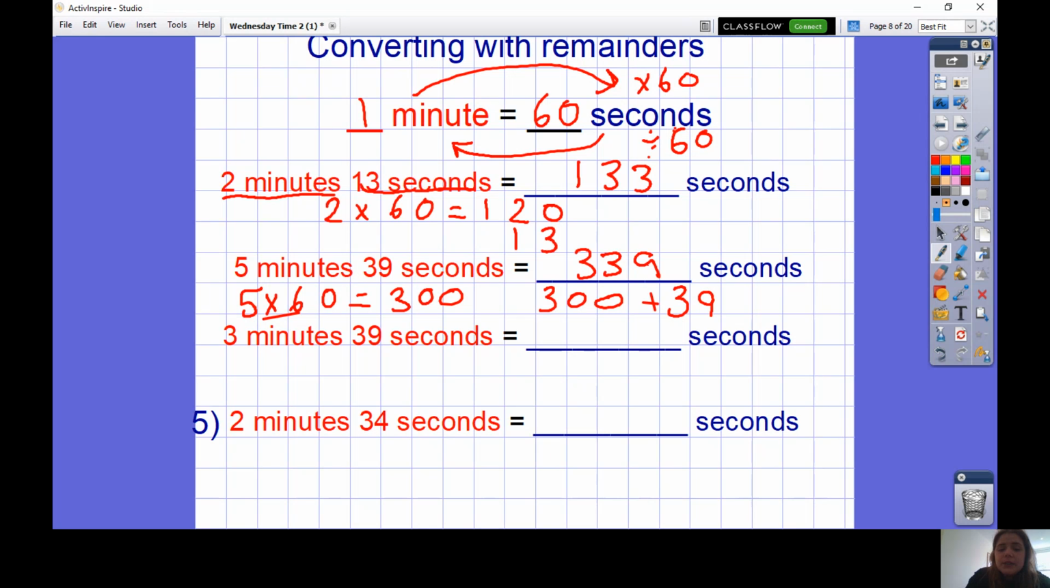339. So we can see it's not that tricky so long as you break it up into 2 steps. 3 minutes, that's 3 groups of 60 seconds. So that's 3 times 60 would be 180. And now I'm going to add on my seconds, 180 add 39. That would give me 219 seconds.